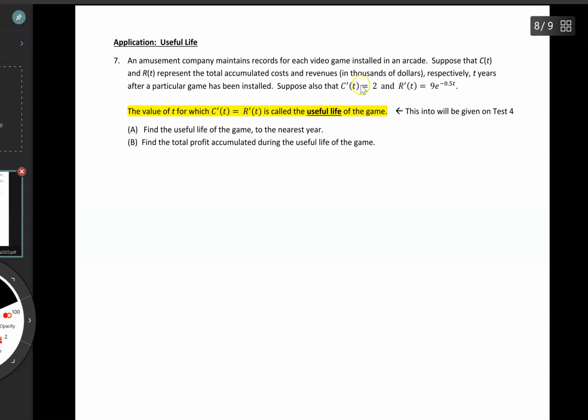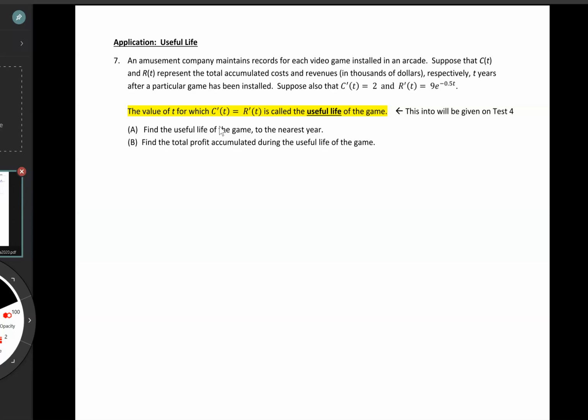And then we're being given these two marginal cost and marginal revenue functions. These would be given, like some computer would generate these for you, right? You'd look at data over a long period of time and it would generate these functions for you. So I have my marginal costs over T years and my marginal revenue. Now, the useful life is when the marginal cost, the change in the costs, and the change in the revenue equalize each other. That's the useful life.